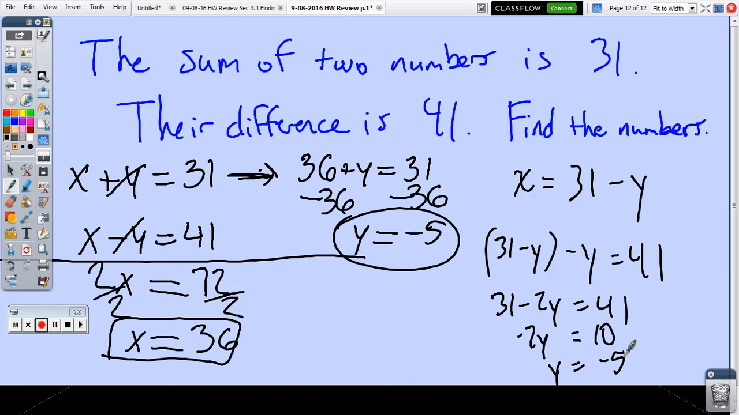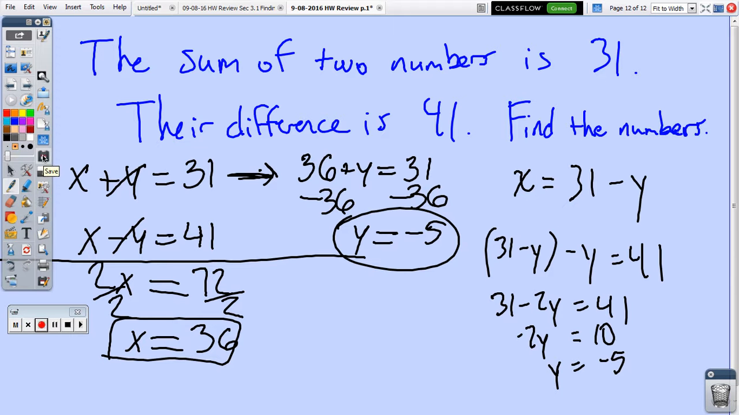Do we have to be able to do both of them? I'm going to say for this quiz, you can do whichever one you're comfortable with. Yeah, it's a good question. It doesn't matter which method you use. They give you the correct solutions. And of course from there, now that you know y is negative 5, you plug it into either one of the originals.